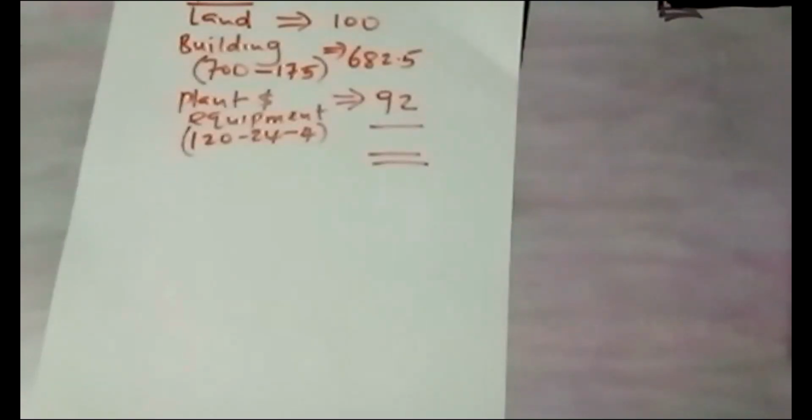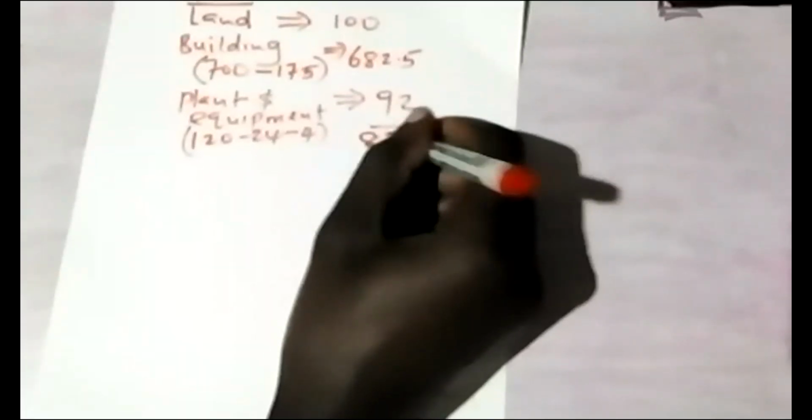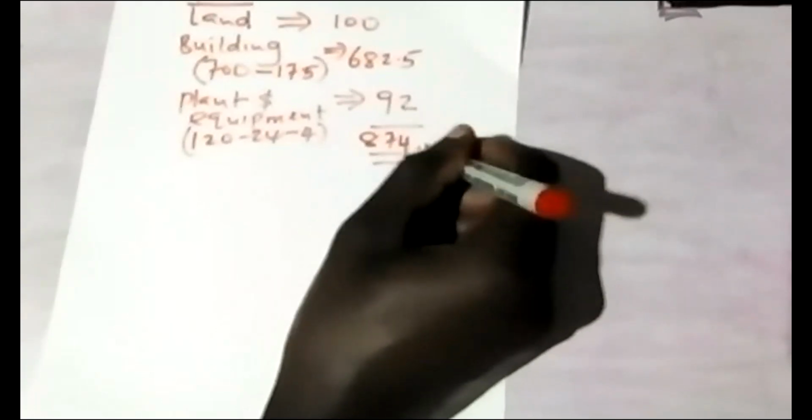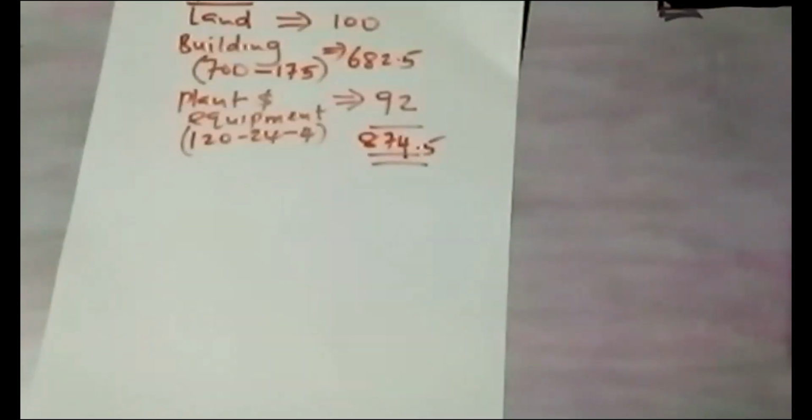So the total there, the PPE, property, plant and equipment total is 100 plus 682.5 plus 92. So that is 874.5. So let us finish very fast here. Now presentation. So statement of financial position.